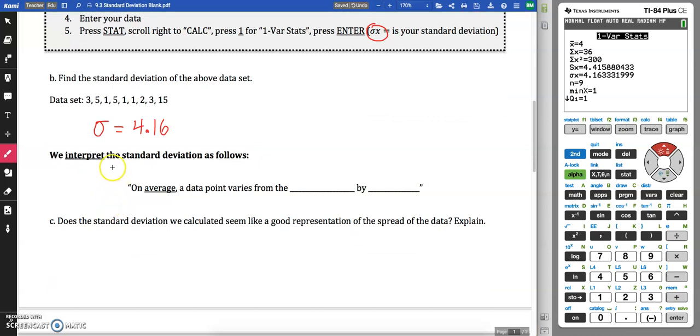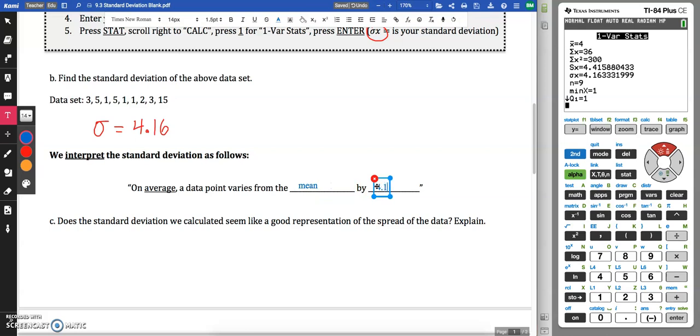So when we interpret standard deviation, we use this kind of sentence template every time, and we'll fill in the blanks here. So on average, a data point varies from the mean by 4.16 for this data, right? It'll always be varying from the mean, so this word will always be mean, but the number you type here will change depending on the standard deviation, right?